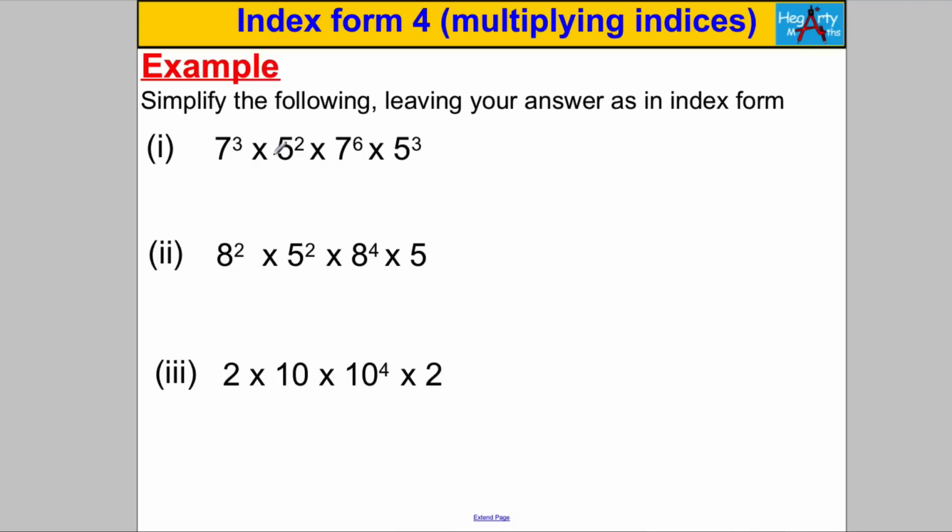Right, this one, we've got different bases on the go here. We've got 5 squared and 5 cubed, but at the same time we've got a different base, which is 7, and we've got 7 cubed and 7 to the power of 6. Keep them separate, don't try and combine. 5 squared multiplied by 5 cubed is 5 to the power of 2 plus 3, which is 5 to the power of 5. Then we're going to multiply that by 7 cubed multiplied by 7 to the power of 6, which is going to be 7 to the power of 9.